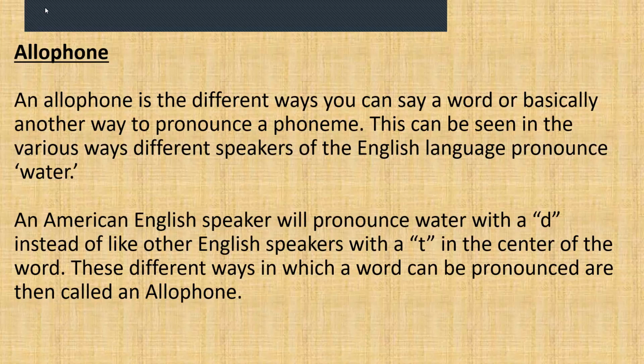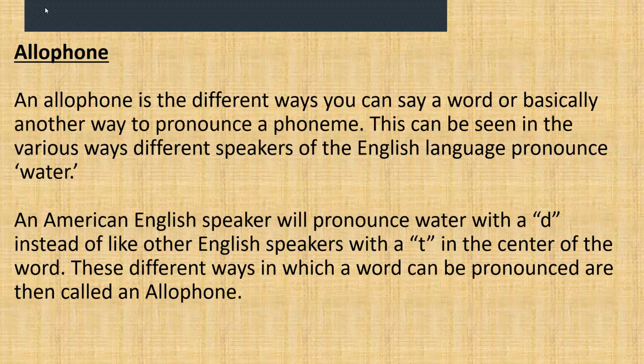Okay, allophone. An allophone is the different ways you can say a word, or basically another way to pronounce a phoneme. Okay, so now you know what a phoneme is. Allophone means another way of pronouncing a phoneme. This can be seen in the various ways different speakers of the English language pronounce water. It's an English word, but different people pronounce the word water in different ways.